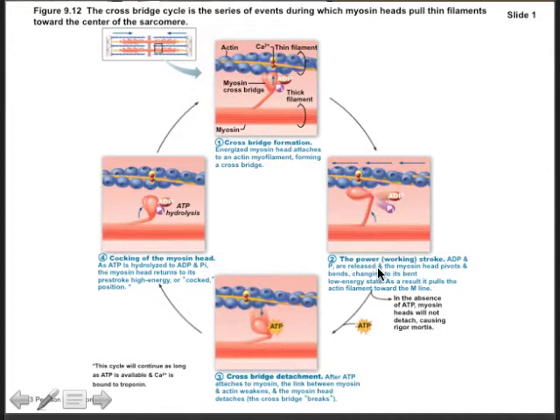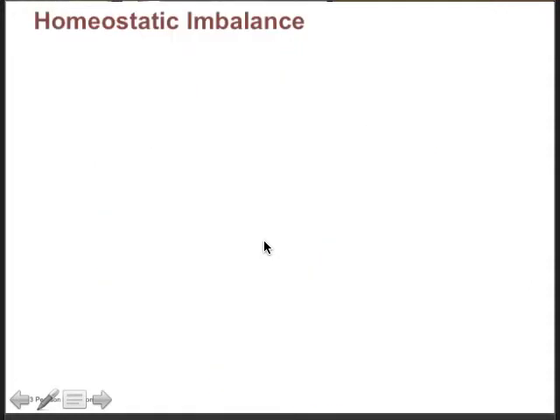All right, and then it's only when another molecule of ATP attaches to the myosin head that it can detach from the actin and repeat the entire process further down the actin filament. And so the whole thing repeats over and over again until, of course, the nerve signal from the motor neuron ceases. An interesting outcome of this is the phenomenon of rigor mortis.